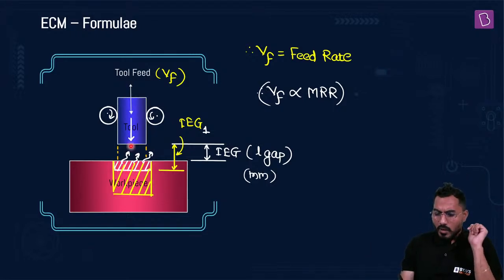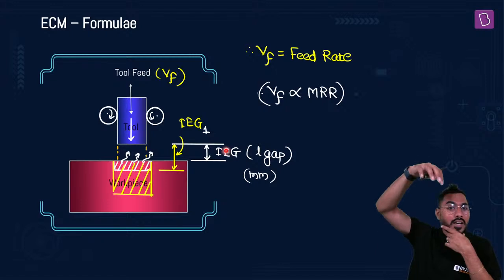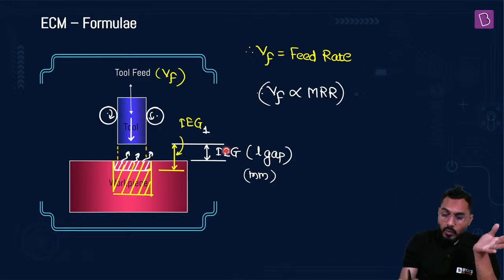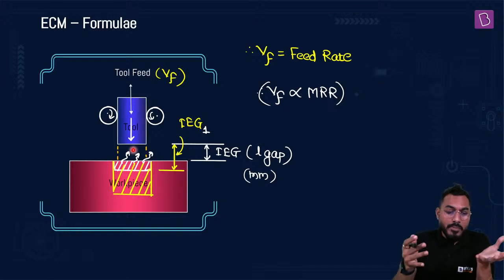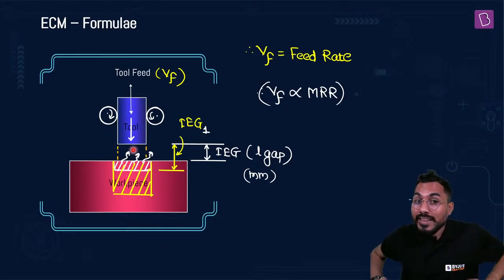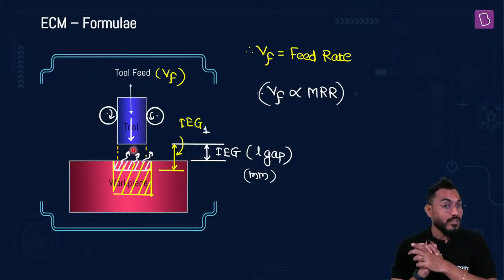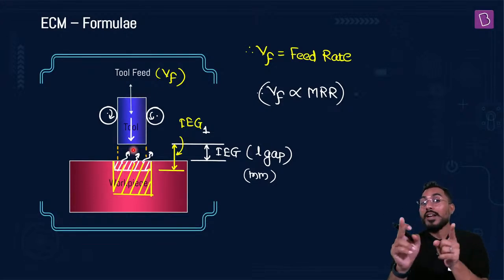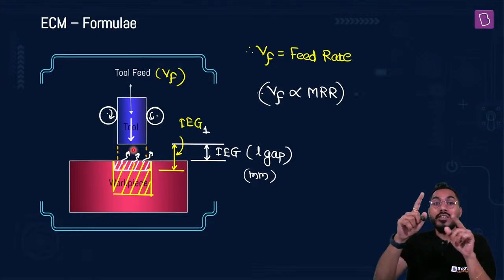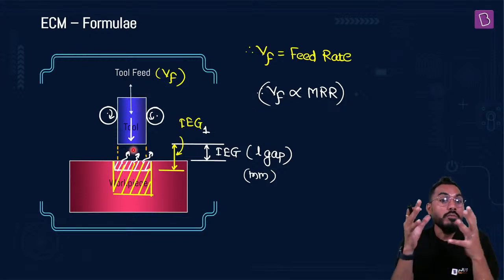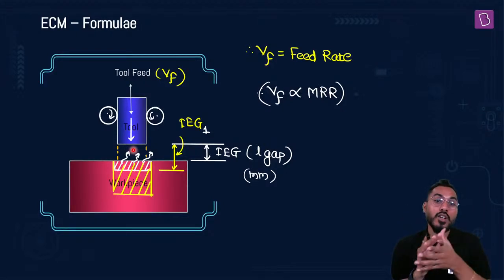Assume that whatever gap is present, that is the inter-electrode gap, my current has to flow through that gap. And what is filled into this gap? What is there in that gap? We know that in that gap, there is a conducting electrolytic solution. The conducting electrolytic solution, we have discussed, is NaCl. NaCl stands for sodium chloride. Salt water is a good conductor of electricity.